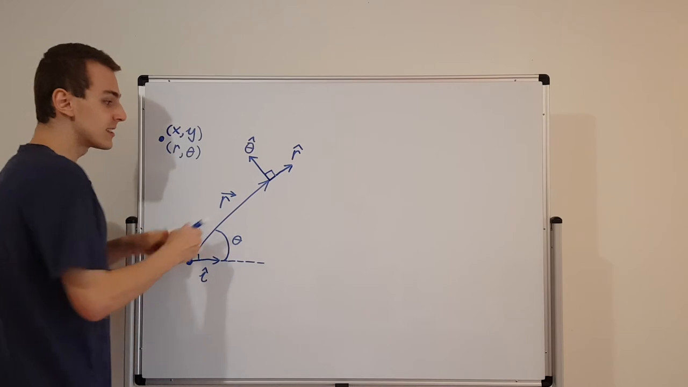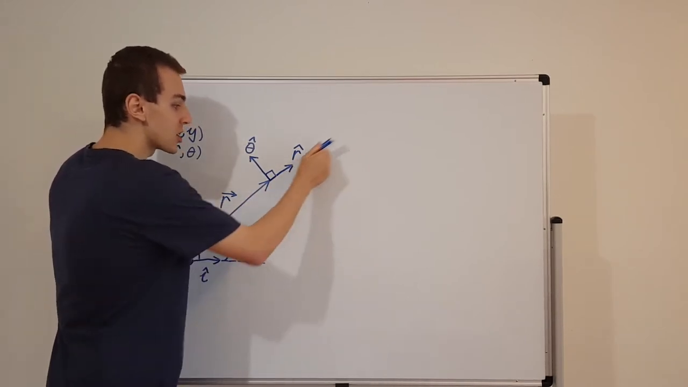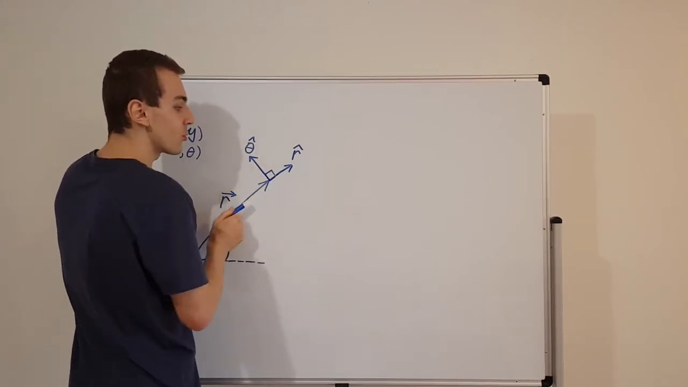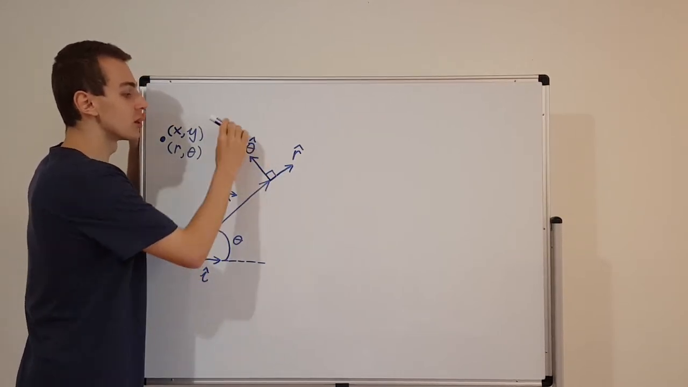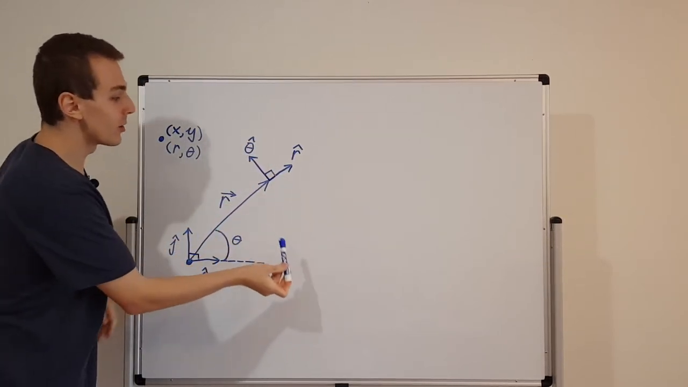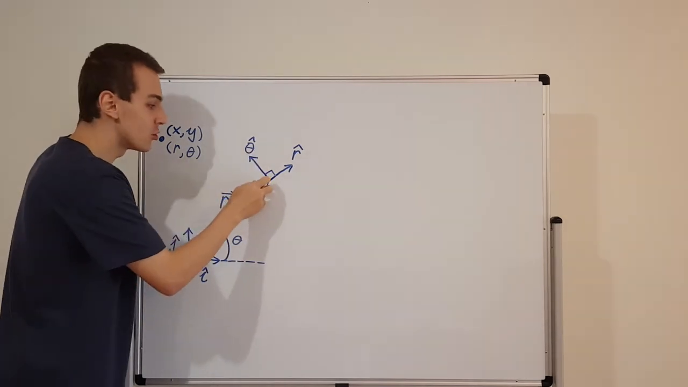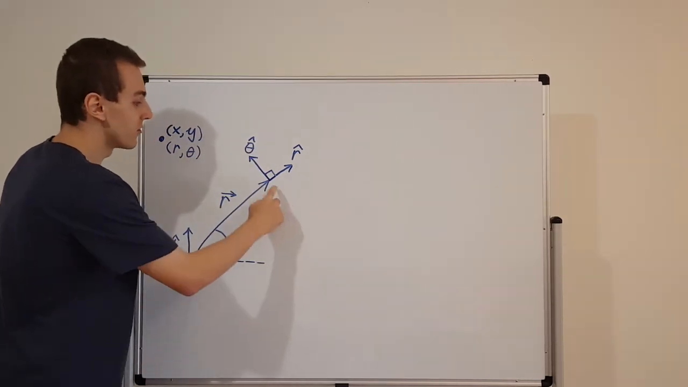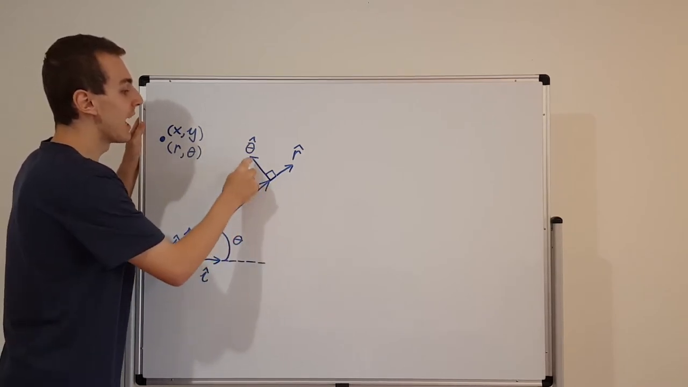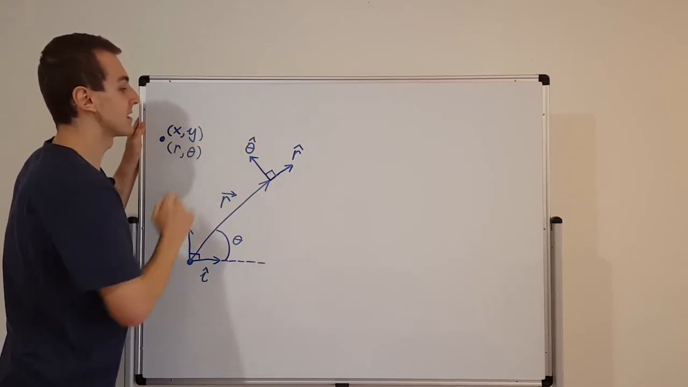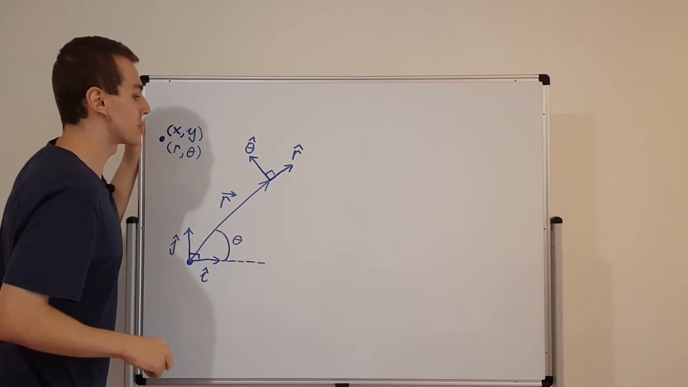So this is the radial direction. If you go up in this direction, you're increasing your radius. And this is the tangential direction. You can think of it as going on a tangent line that's tangent to a circle that you could draw over here. So if you drew a circle over here, the tangent line would be in the same direction as this theta hat. And theta hat is the unit vector.